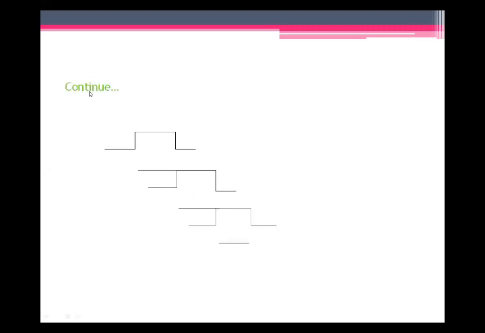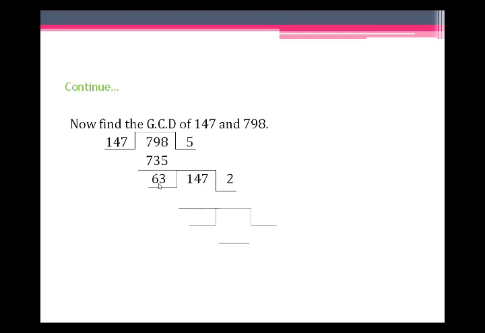Now students, here the solution continues. Now we find the GCD of 147 and 789. Okay, 147 as a divisor and 789 as a dividend. We multiply it by 5. So we get 735. So we subtract it, then we get 63. Now this divisor becomes a dividend. Then we multiply 147 by 2... then we get 126. 126 is subtracted from 147.